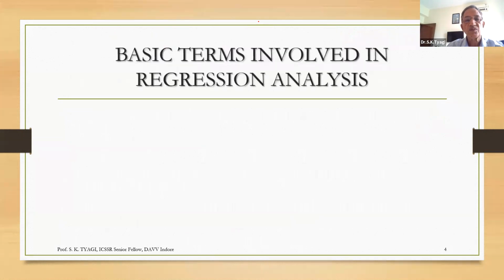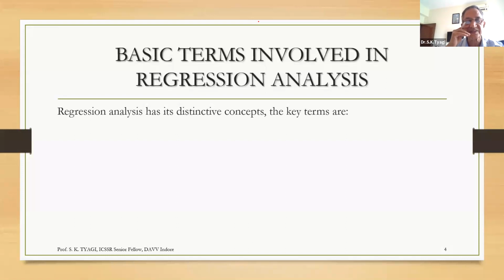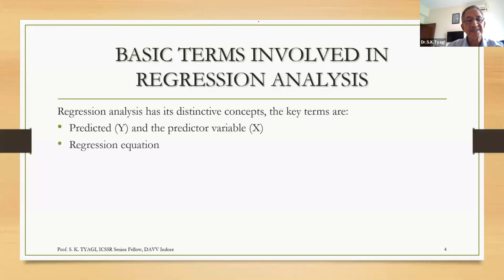Now let us see what is the basic terminology involved in regression analysis, and we will try to understand each one of these terms. Regression analysis has its distinctive concepts, and some of the key terms are: one, the predicted y variable and the predictor variable. Already we have introduced it. Second is the regression equation. The regression equation is an equation on the basis of which we predict the y variable with the help of the x variable.